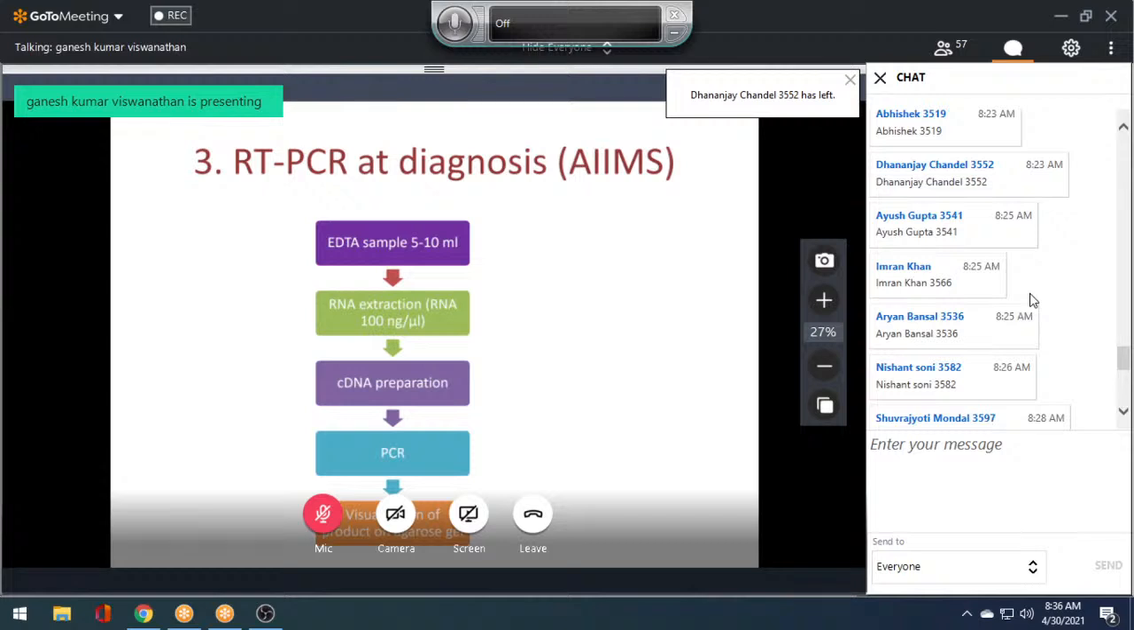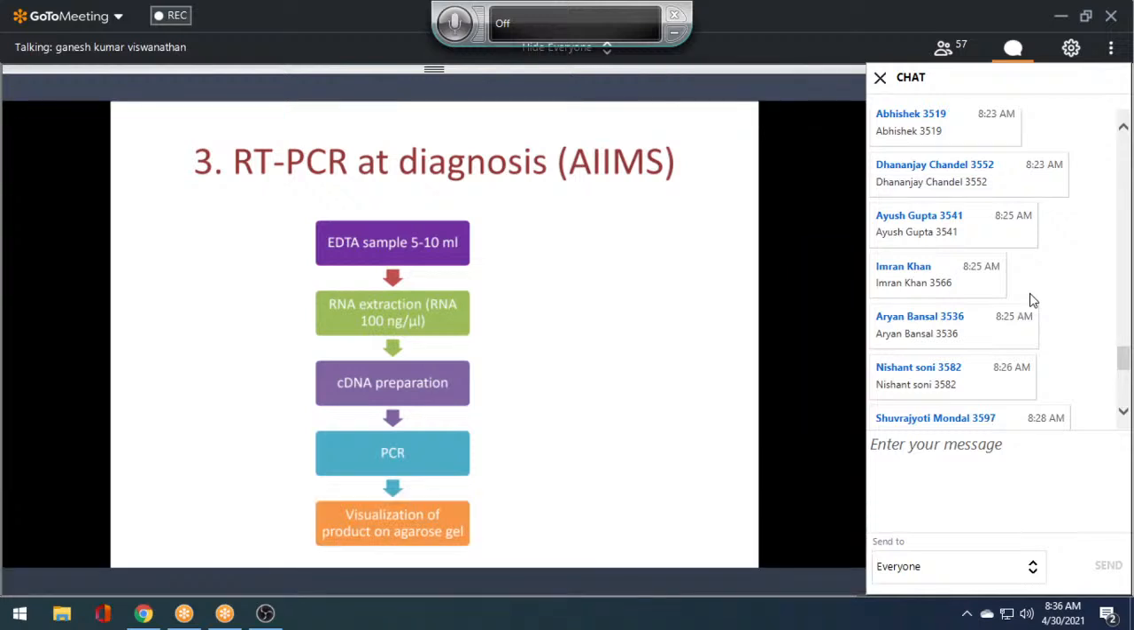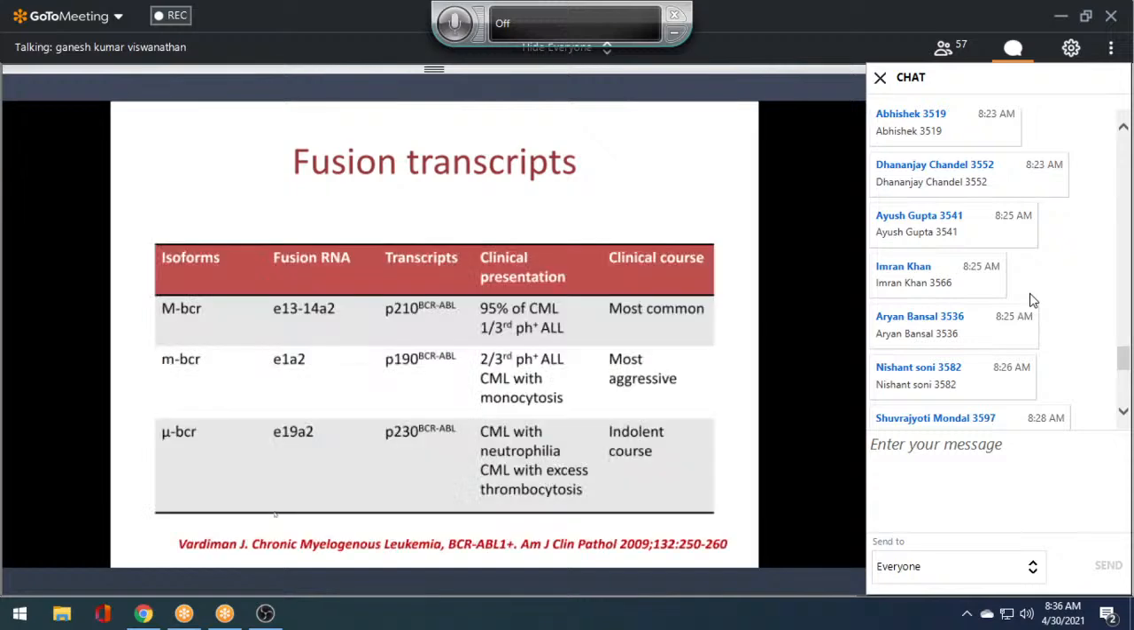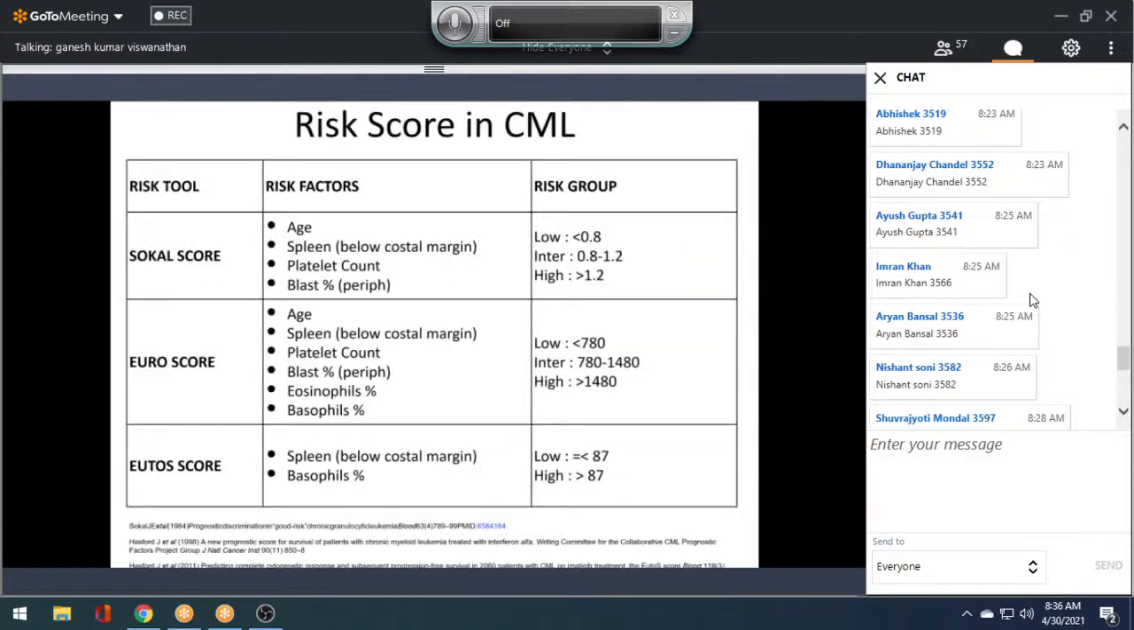Another test we do is the RT-PCR test. This is to detect the fusion of BCR-ABL at a genetic level. Here we take the blood sample, extract the RNA, and then do a PCR reaction. In this, we look at the detection of BCR and ABL1 fusion, which can be 210, 230, or 180 fusion products. So how do we treat this?